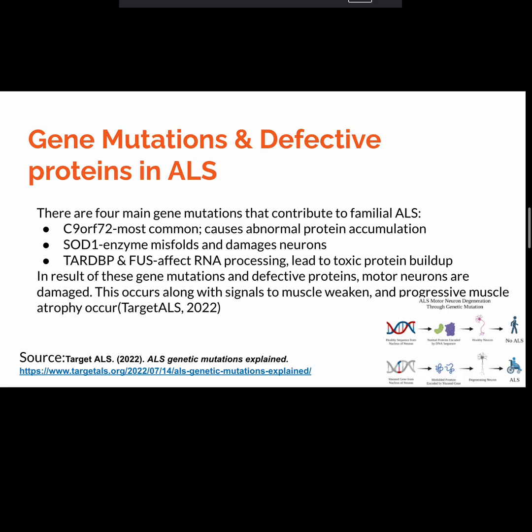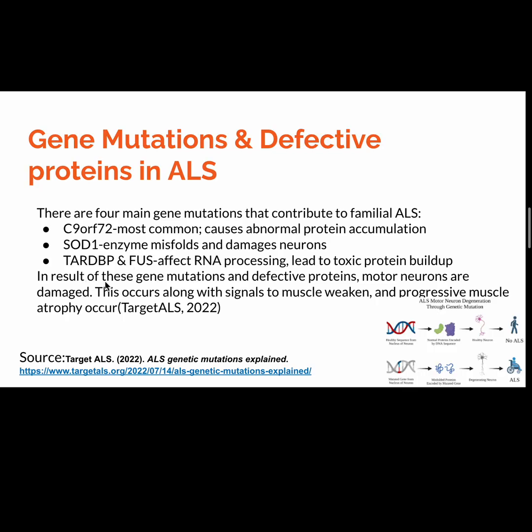Now we're going to move on to gene mutations and defective proteins in ALS. There are four main gene mutations linked to familial ALS, which is just a fancy way of saying hereditary, passed down from your offspring to their offspring and so on. We have C9ORF72, which is the most common. It causes abnormal protein accumulation and buildup. SOD1 is an enzyme that misfolds and damages neurons.